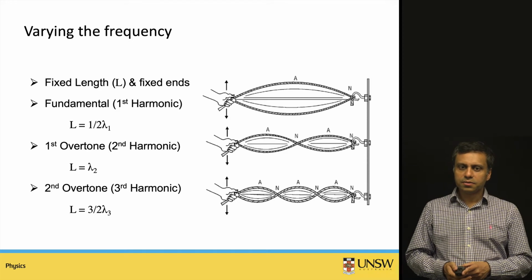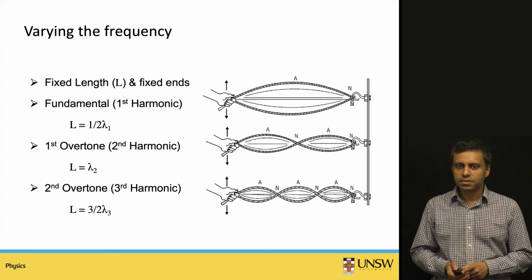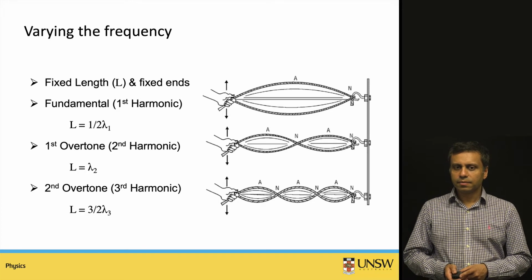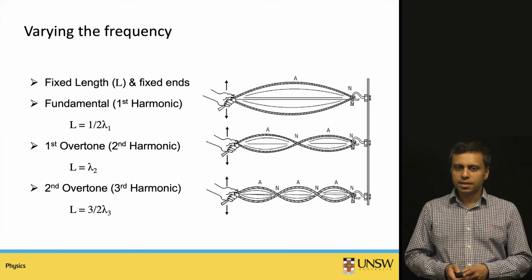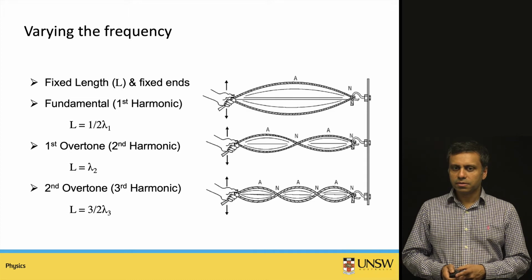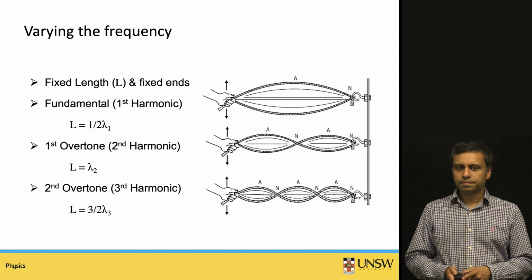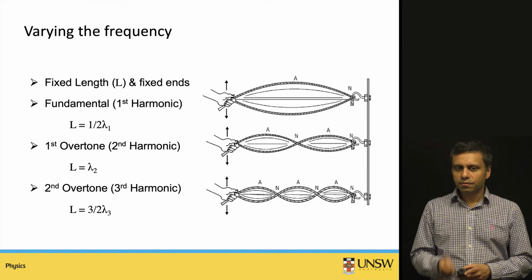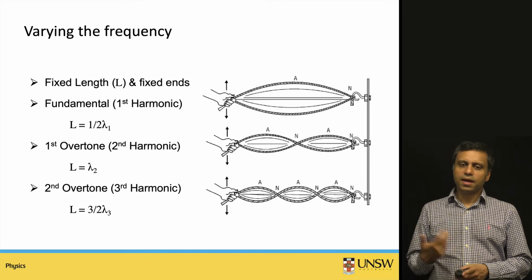And there are antinodes. There are two antinodes as seen. So this is a full wavelength lambda, and so in this case, the length of the rope is equal to the wavelength. Then if you start shaking the rope more vigorously, you increase the frequency, and you see even higher harmonics.